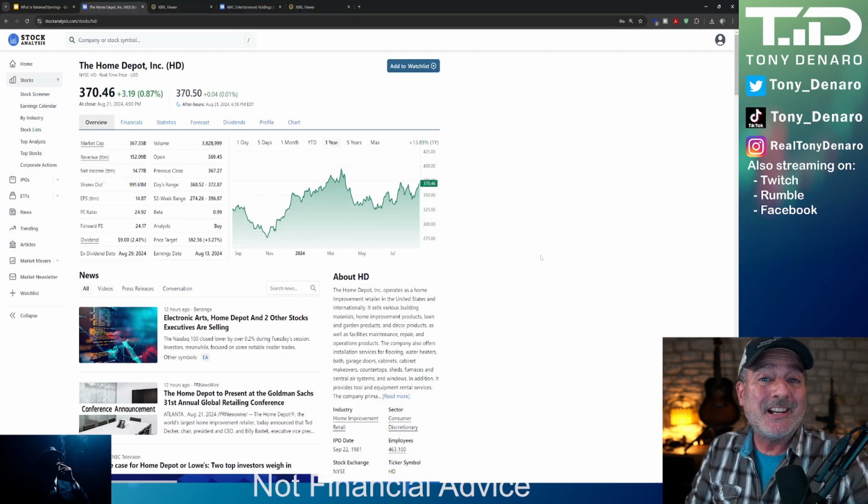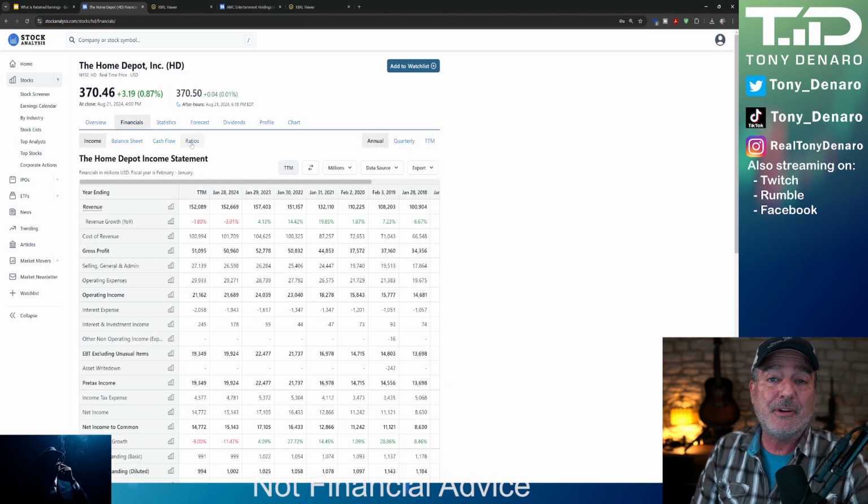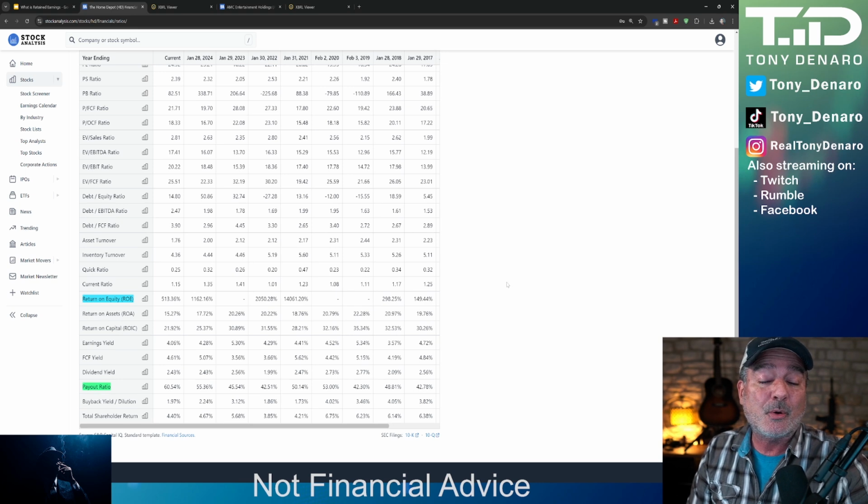If you are going to analyze a stock and you want to know where to find those ratios, just go to a tool like stockanalysis.com. This is free. Click on the financials tab, then ratios, and down at the bottom, you can find things like the ROE or the payout ratio.